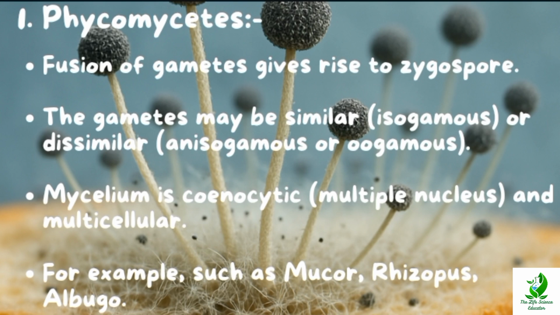In the sexual cycle, fusion of gametes gives rise to a zygospore, and gametes which are similar are known as isogamous, and which are dissimilar are known as anisogamous or oogamous. The mycelium is cenocytic, meaning there are multiple nuclei present in the mycelium, and it is multicellular. Examples of phycomycetes are Mucor, Rhizopus, which is known as bread mold, and also Albugo. I hope you have understood about the phycomycetes.